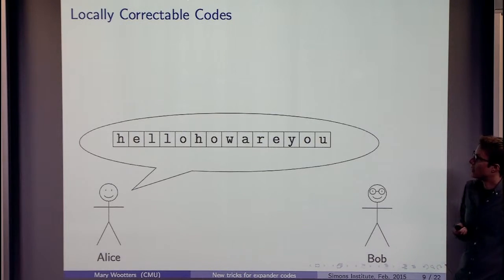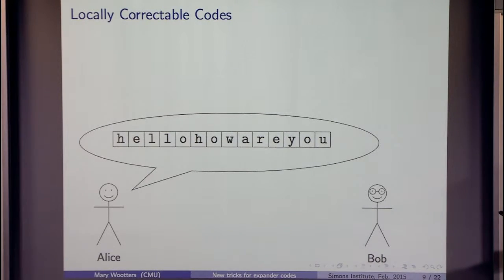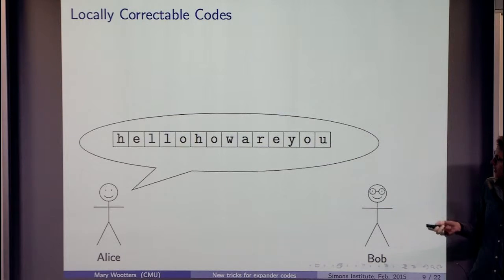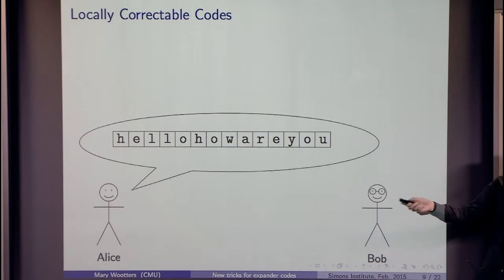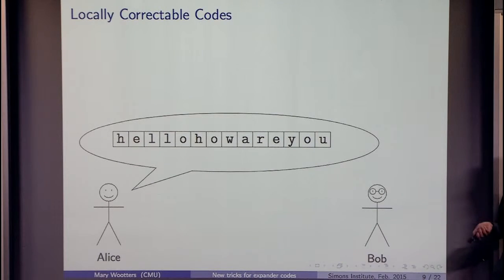So what do I mean by local correction? We've seen a couple of models of what we might want from locality so far, with local recovery and stuff like that. This is a little different model. Here there are errors. Alice has some codeword that she wants to send to Bob. There it is. Some bad guy introduces some errors adversarially.